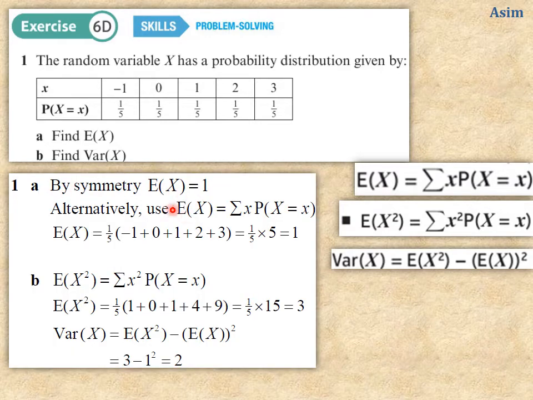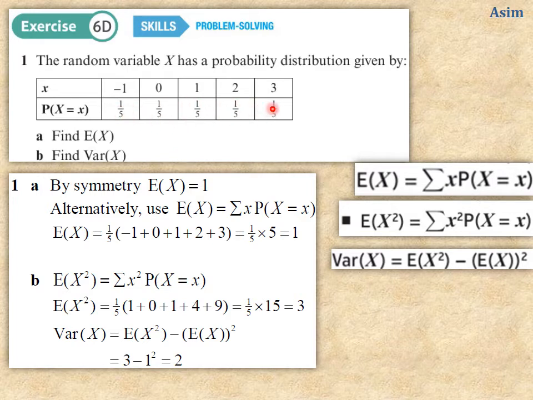Okay. There's an alternate method here. One method is you just multiply what I just said. You multiply this by this: -1 into 1 by 5 plus 0 into this plus 1 by 5 into this. They took 1 by 5 common, and that is how the mean will be 1.